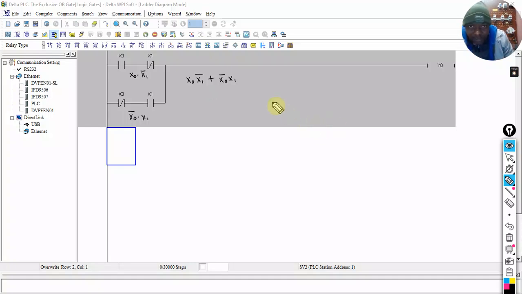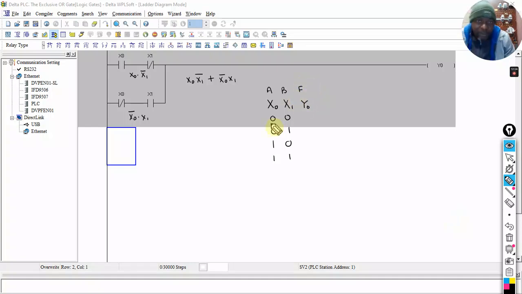Remember, exclusive OR, if we have an input x0 and x1, they could both be off. This one could be off, the other one on. The first one could be on, the second one off. They could both be on. Remember, this is our output y0. This could be A, B, and C, or any other letters, right? This could be A, B, and F, for instance.